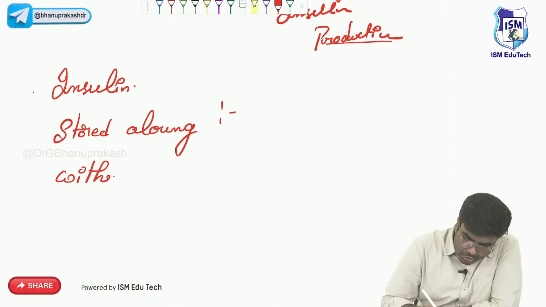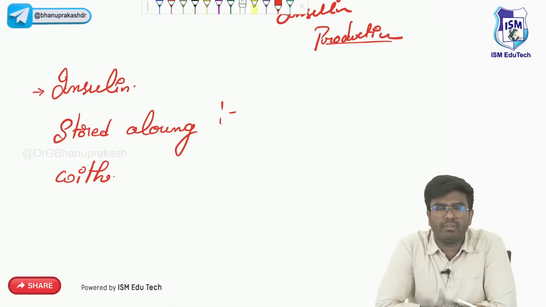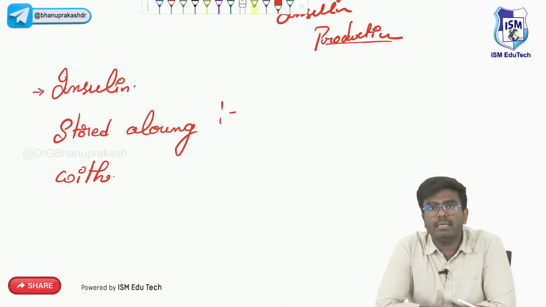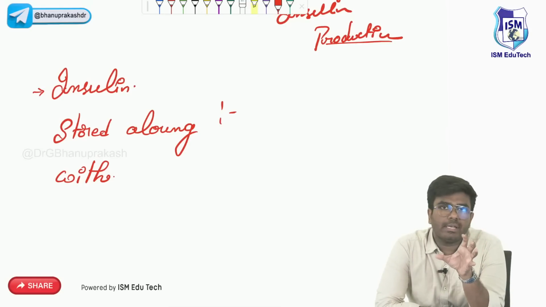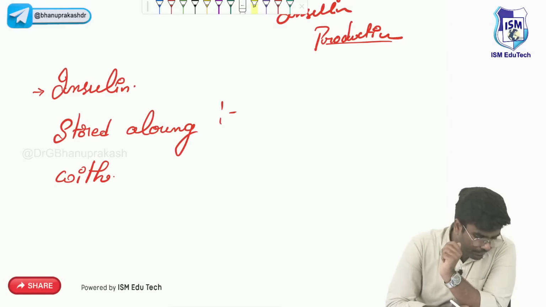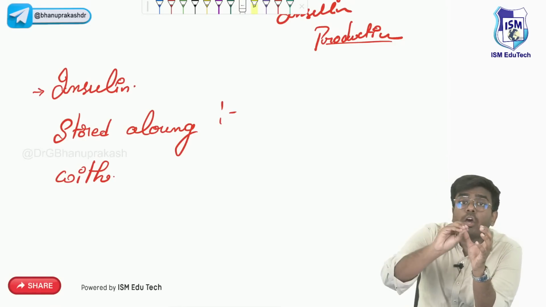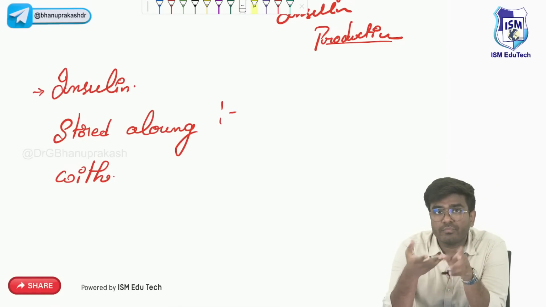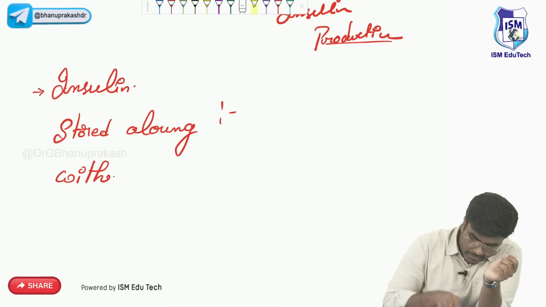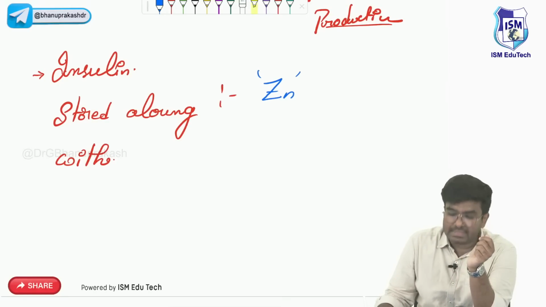Now, insulin is stored inside vesicles. Everyone knows that in the beta cells of the pancreas, there are vesicles which contain the insulin. Insulin is stored along with which ions? Can you tell me, Eunice? Insulin is kept along with certain ions: sodium, calcium, magnesium. With which ion? It's stored along with zinc ions.